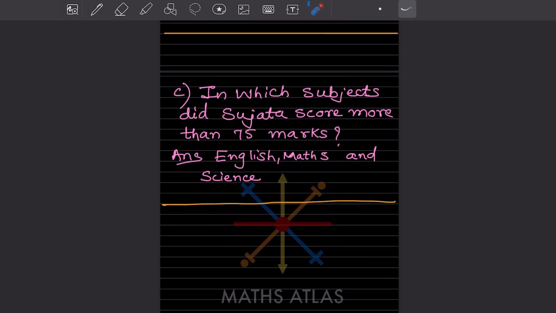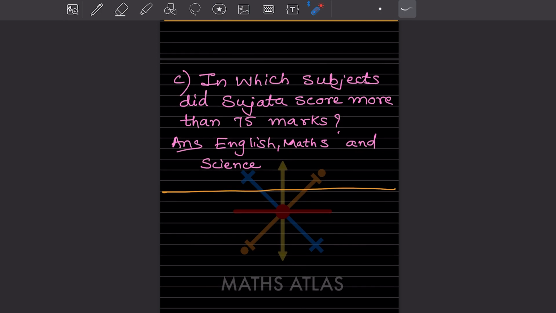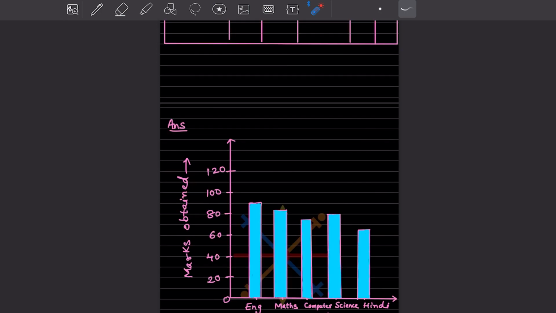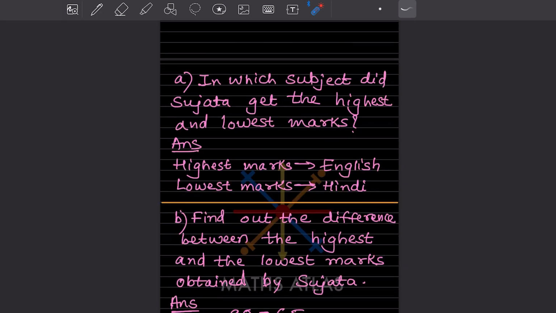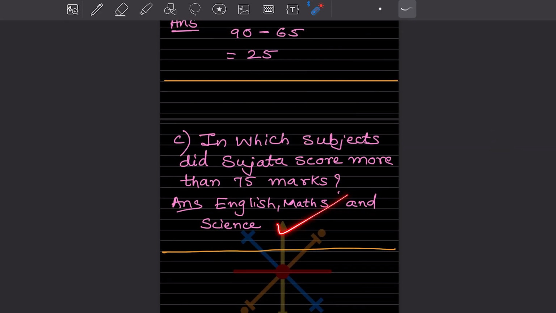In which subjects did Sujata score more than 75 marks? So more than 75 marks is where? Now look here. You can look at this bar graph or you can look at this also. More than 75 means this is 80, 85 and 90. So which are the subjects? English, maths and science.